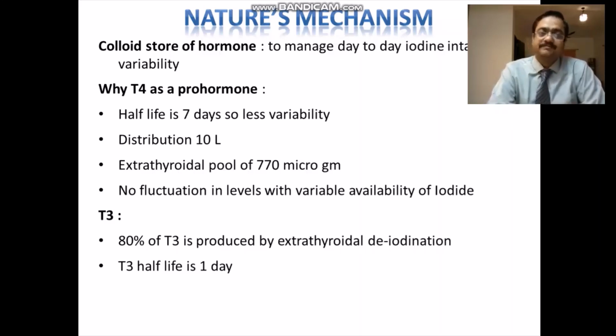Why is T4 a prohormone? Because we all know it has a longer half-life, 6 to 7 days. That's why there is less variability. It has a good volume of distribution, that is 10 liters, and the extrathyroidal pool of T4 is 770 micrograms. There is no fluctuation in the levels with the variable availability of iodide, while T3 has 80% of this. T3 is produced by extrathyroidal deiodination and has a half-life of 1 day.